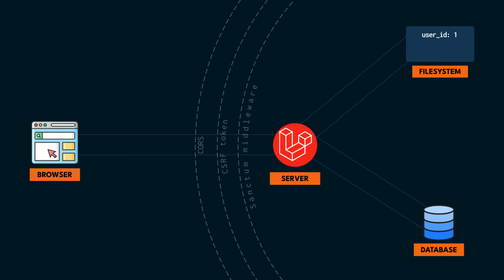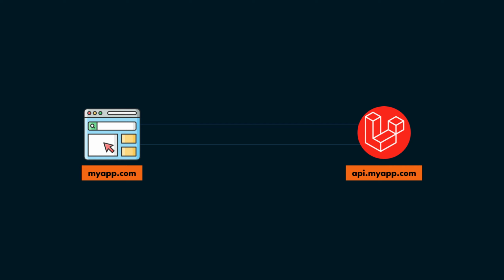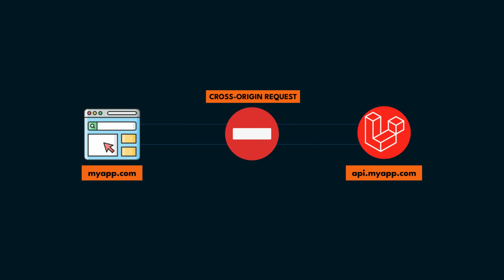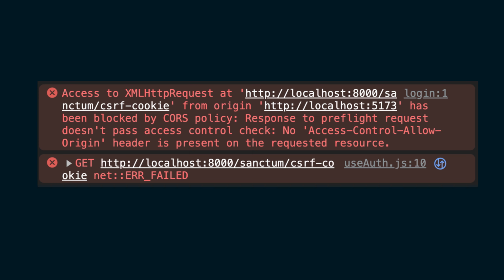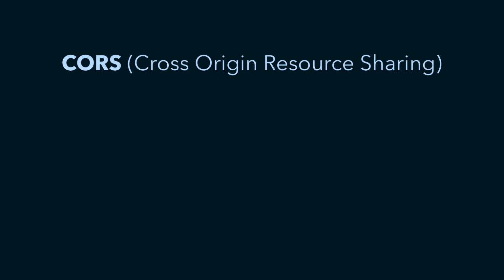Let's have a look at the first layer of protection, the CORS layer. When a browser sends an AJAX request from one website to another, it is known as a cross-origin request. By default, browsers block such requests, leading to the all too familiar and frustrating error message in our console: access to blah blah blah from origin blah blah blah has been blocked. To tackle this issue, we have cross-origin resource sharing.